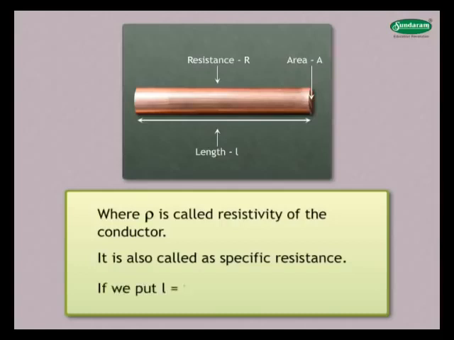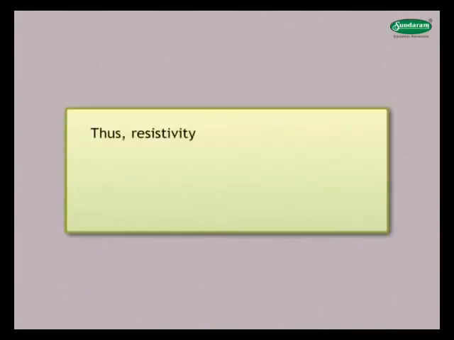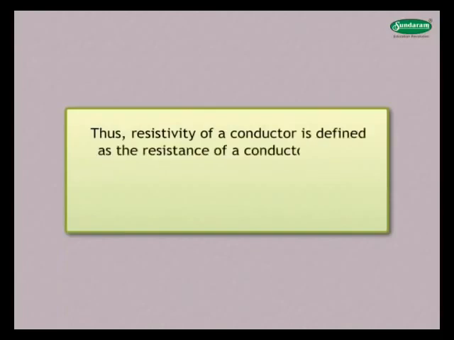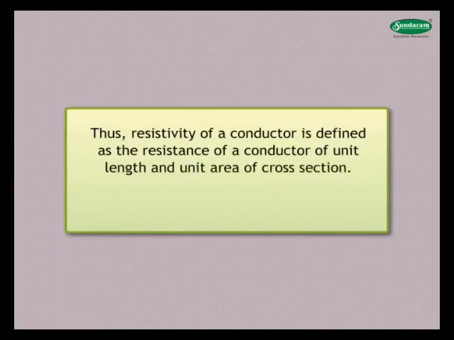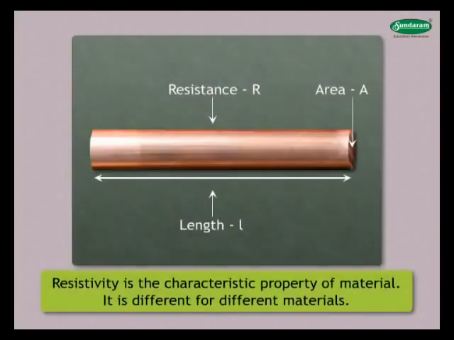If we put L is equal to 1 meter and A is equal to 1 meter square, then R is equal to RHO. Thus, resistivity of a conductor is defined as the resistance of a conductor of unit length and unit area of cross-section. The SI unit of resistivity is ohm meter.